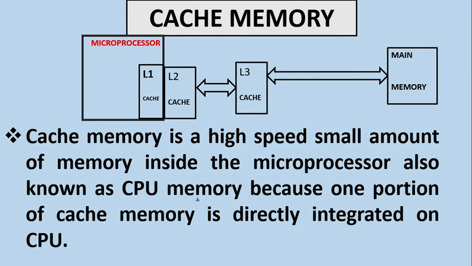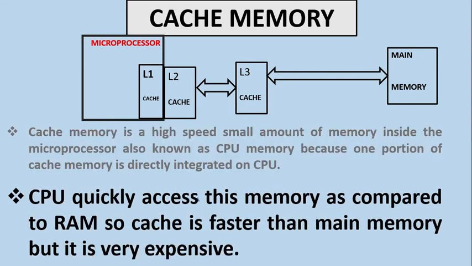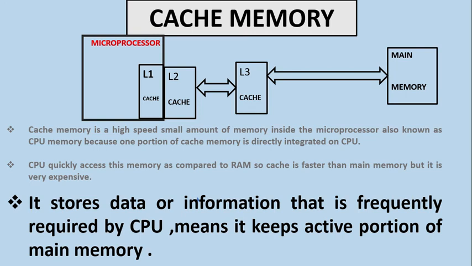Cache memory is a high-speed, small amount of memory inside the microprocessor, also known as CPU memory, because one portion of cache memory is directly integrated on the central processing unit. CPU accesses this memory quickly as compared to RAM, so cache is faster than main memory, but it is very expensive. It stores data or information that is frequently required by the CPU, meaning it keeps the active portion of main memory.